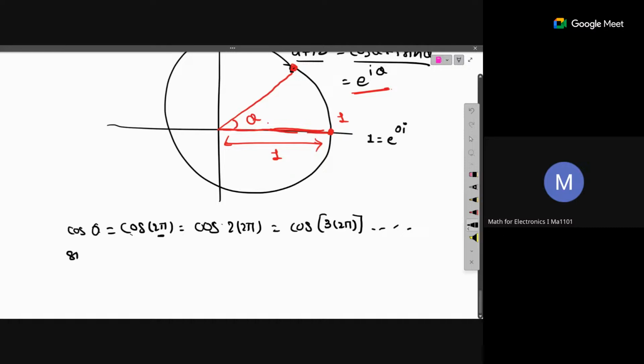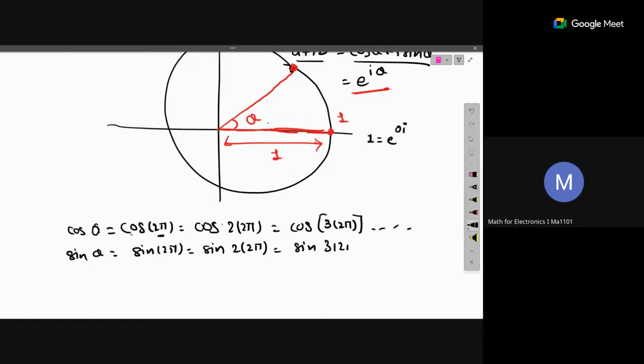And similarly, sine 0 is the same as sine 2 pi. This is the same as sine of 2 times 2 pi, and this is also the same as sine of 3 times 2 pi, and so on, because again the period of the sine function is also 2 pi. So cos and sine will take the same value over a distance of 2 pi. The distance between 0 and 2 pi is 2 pi.